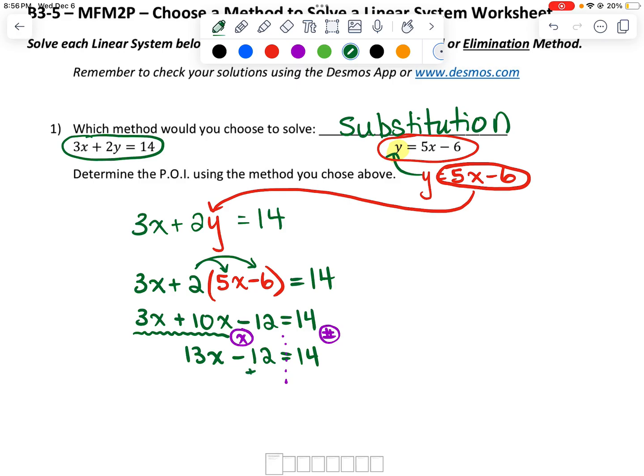So I'm going to add 12 to both sides so I can get rid of those 12s. So now I have 13x equals 14 plus 12, so 26. And then I want to get rid of the 13, so I can just have an x, so I'm going to divide by 13. So now I know x equals 2.